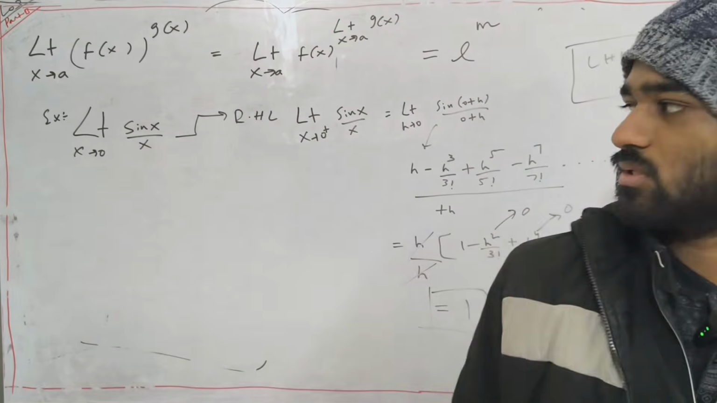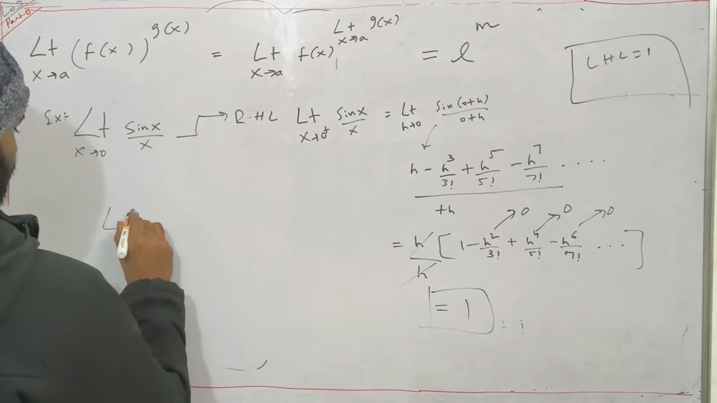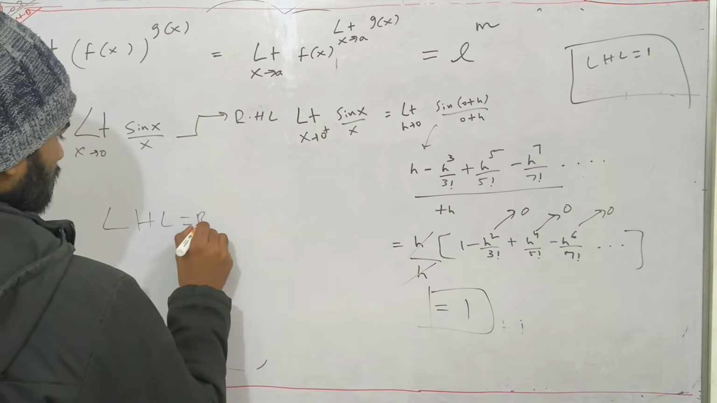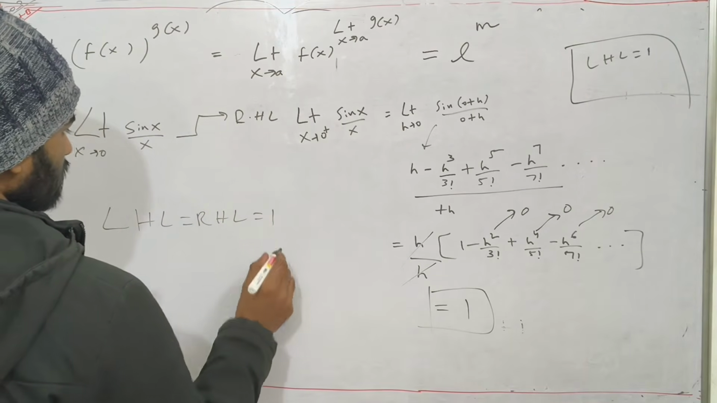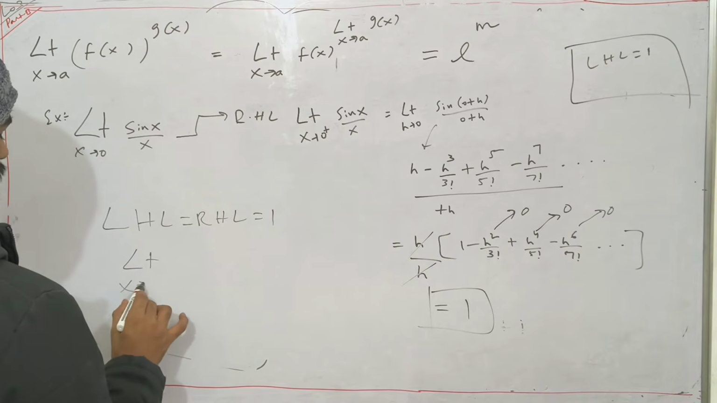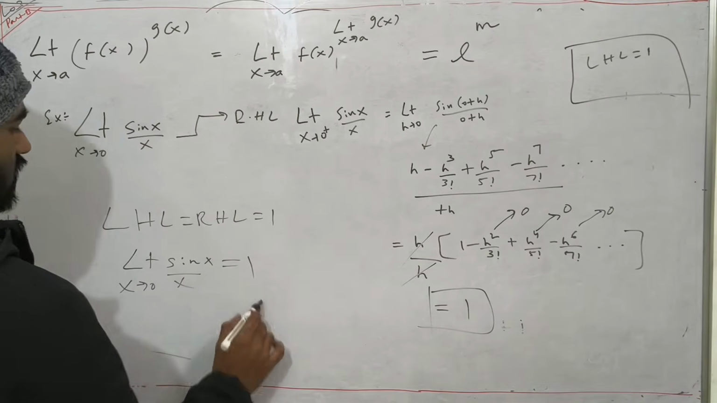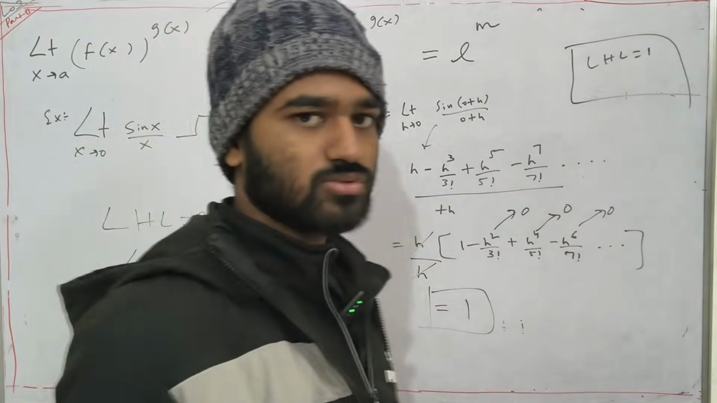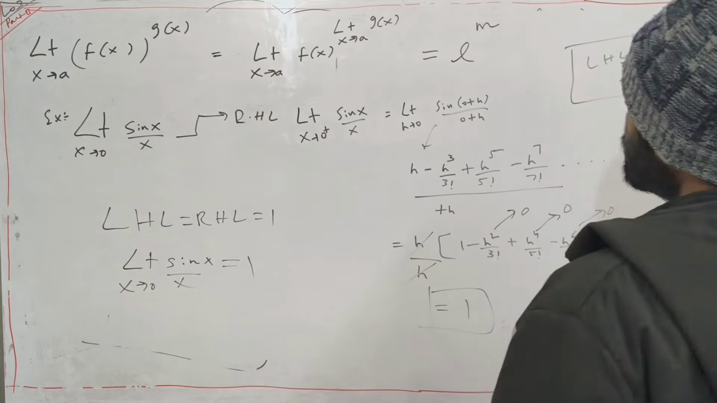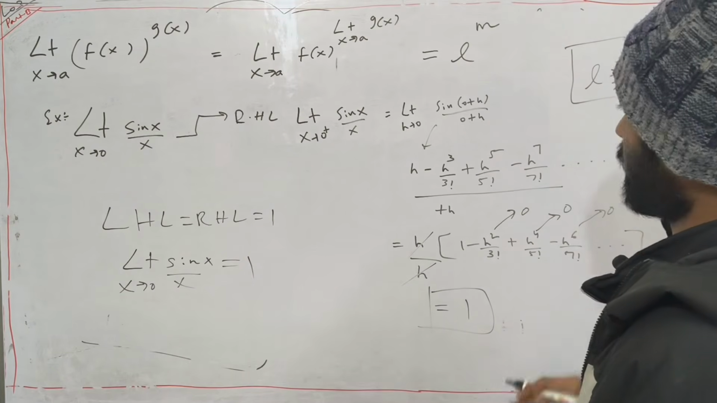Okay, so what did we get finally? Left hand limit equals right hand limit equals 1. So we can say limit x tends to 0 of sin x by x equals 1. The limit exists and the limit value equals 1. Okay, means the L value we got is 1. So we got L equals 1.